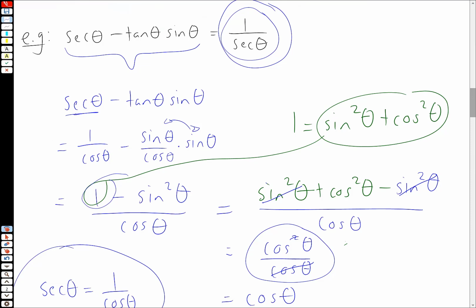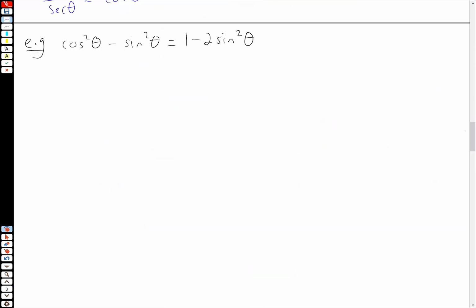And for our last example today, let's look at cosine squared theta minus 1 equals negative sine squared theta... actually, let's look at cosine squared theta minus sine squared theta is equal to 1 minus 2 sine squared theta. Okay, so let's pick the right-hand side. Do I want to do that? No, let's pick the left-hand side. There's more trig functions there. So let's pick that side, and we want to make it look like 1 minus 2 sine squared theta.